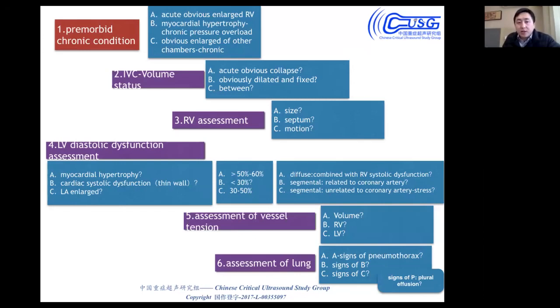The second step, we should assess the volume status by assessing the IVC. We should assess if the patient has an obviously collapsed or obviously dilated and fixed IVC, or in the medium state, we use other methods to assess the fluid responsiveness. And the third step will assess the right ventricle from the size, the septum, and the motion of the free wall of the right ventricle.